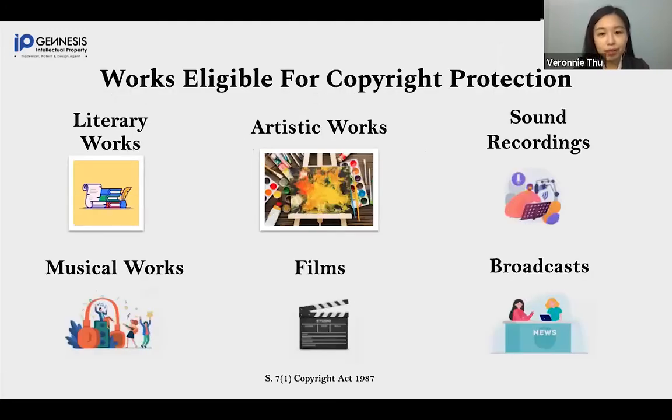Some examples of the works eligible for copyright protection are literary works like storybooks and computer program source codes, artistic works like paintings, drawings, sculptures, photographs, sound recordings like music, musical works like plays, films like movies and dramas, or broadcasts like radio and TV broadcasts. All of these are actually protected under copyright.